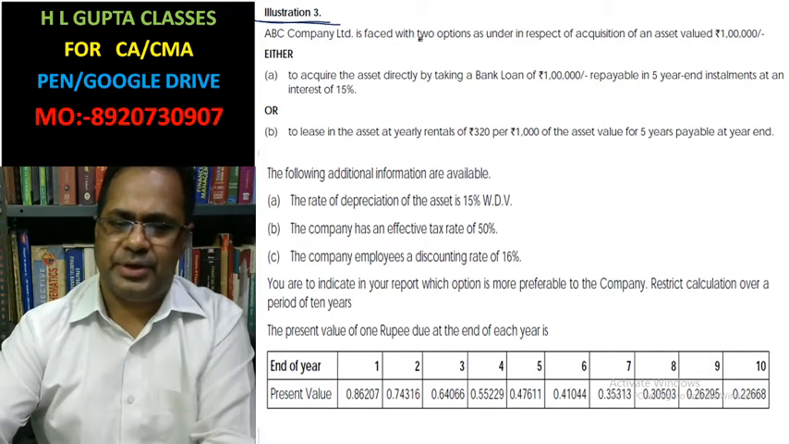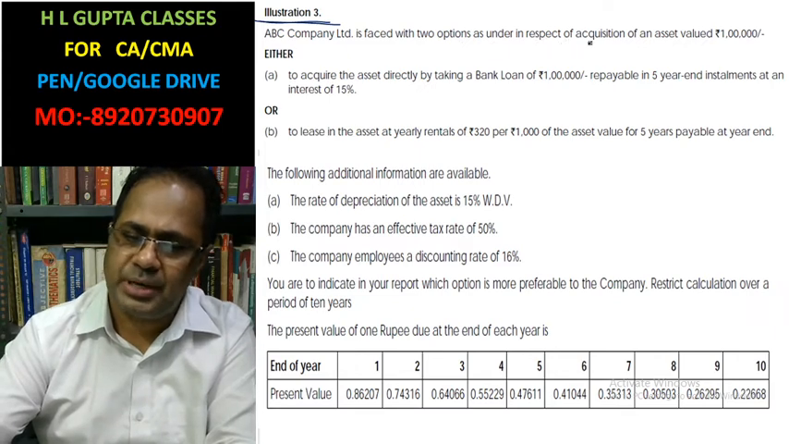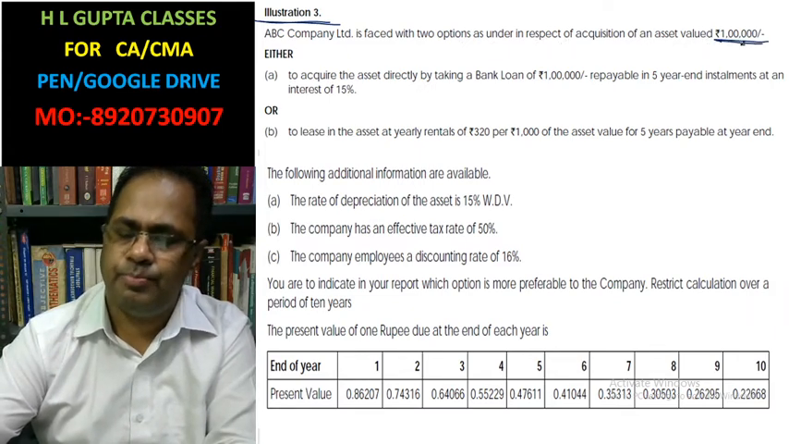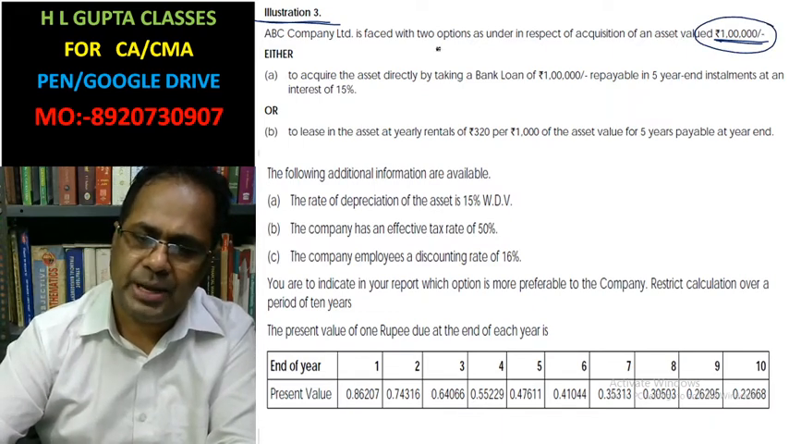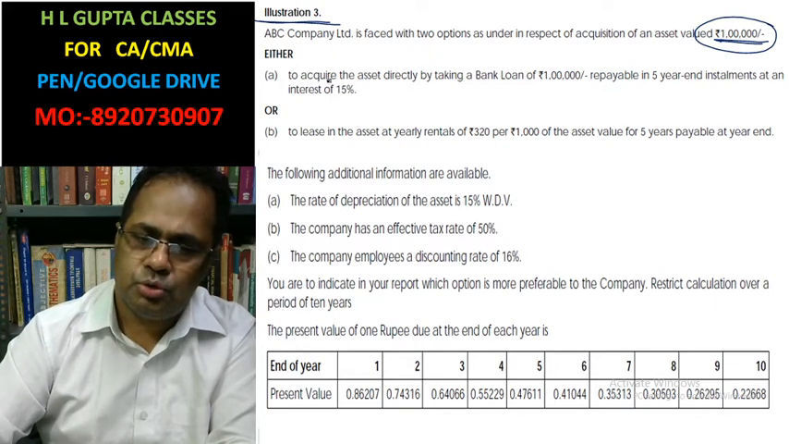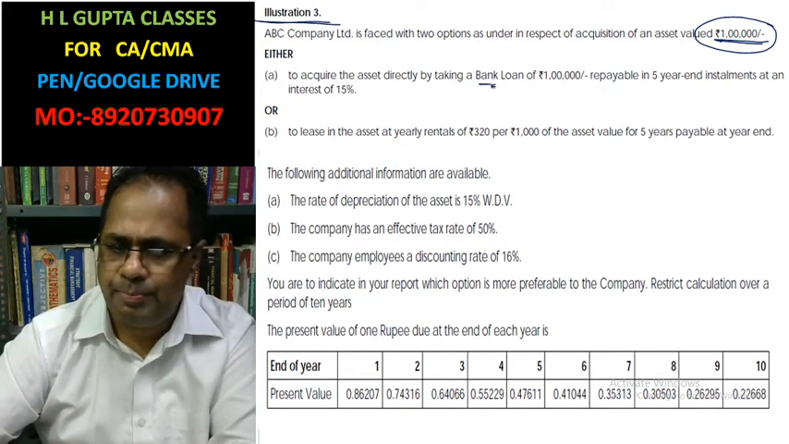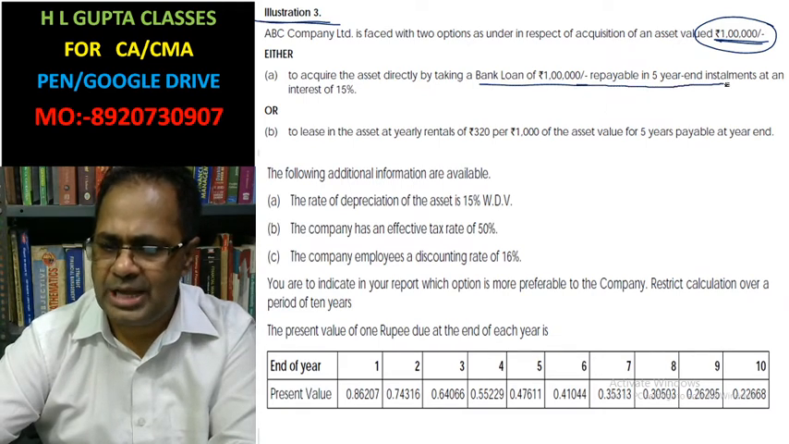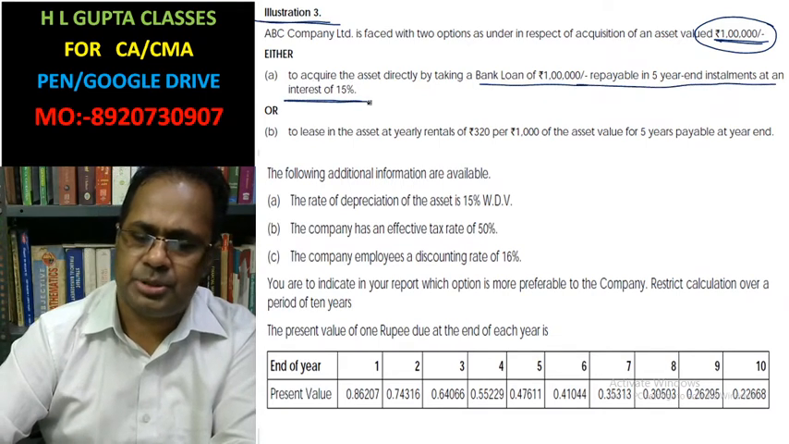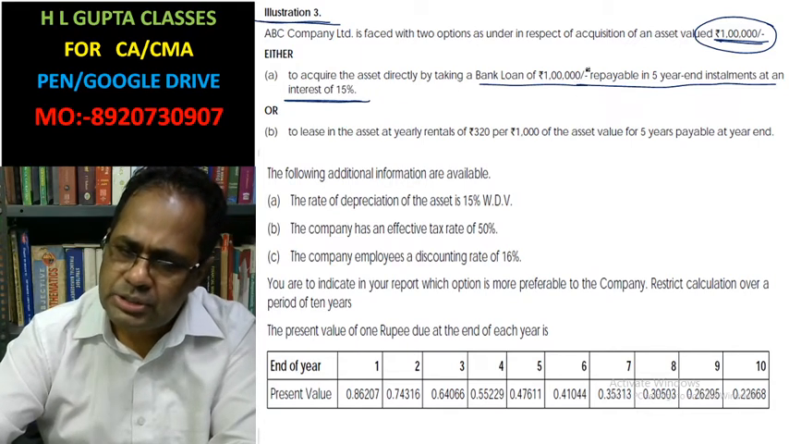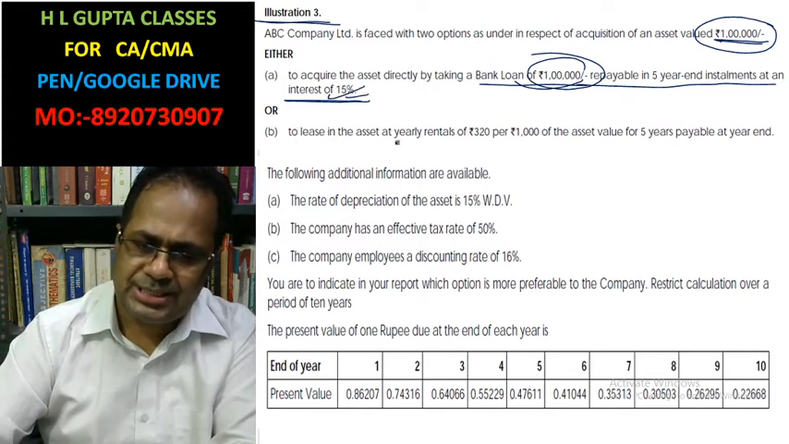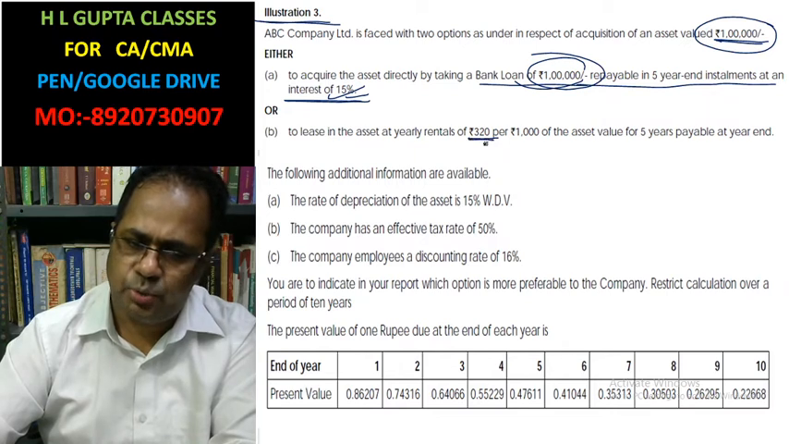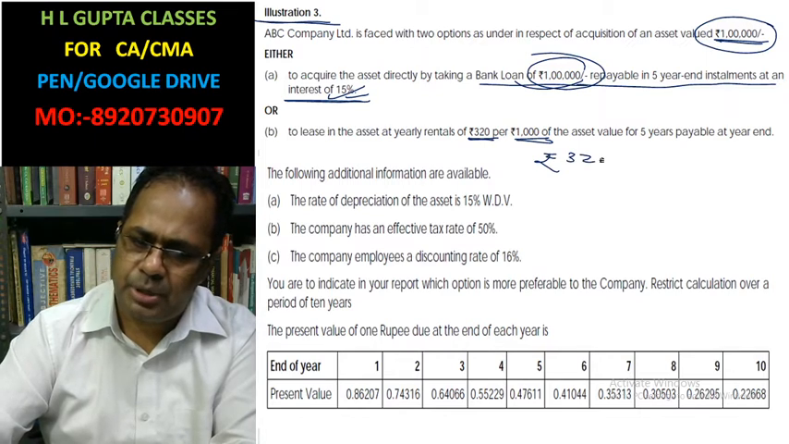ABC Company Limited is faced with two options in respect of acquiring an asset costing rupees 1 lakh. One option is buying, another option is a lease. To acquire the asset directly, taking a bank loan, repayment in 5 years in installments, with interest at 15%. To lease the asset, the yearly rental is rupees 320 per thousand. Lease rent is rupees 320 per thousand investment.